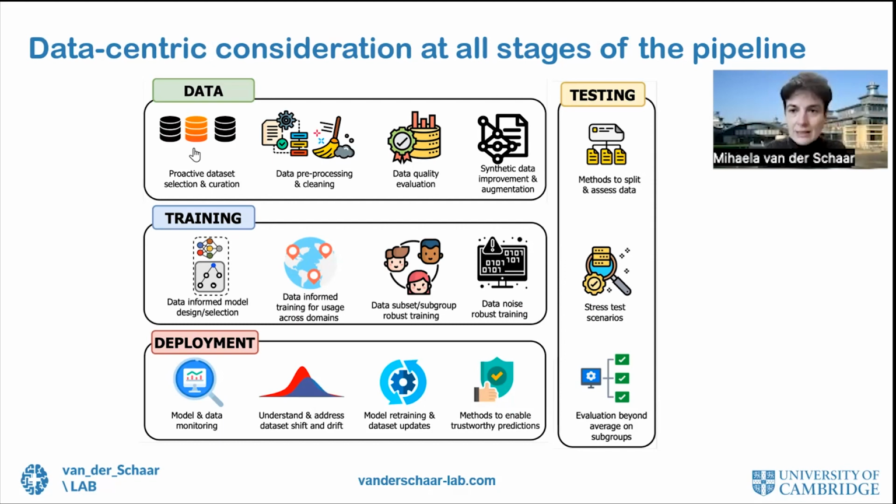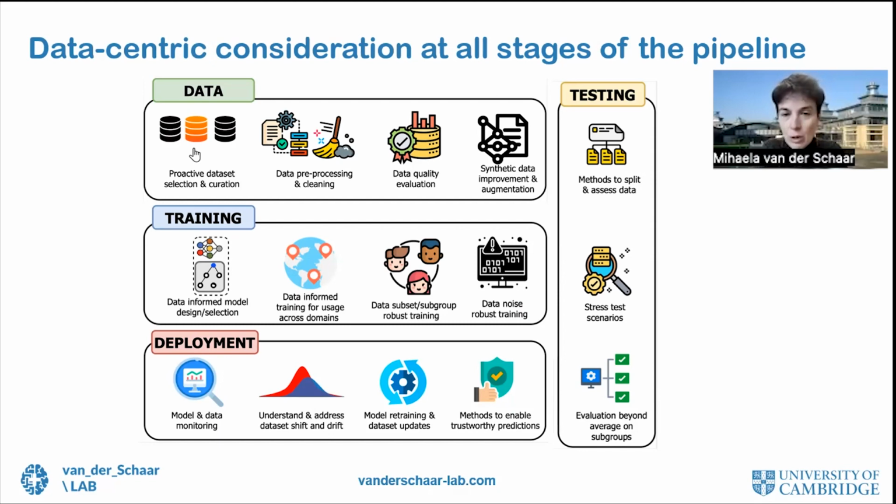Then at training time, when I want to train a particular predictive analytic, for instance, AutoPrognosis, which we discussed in previous sessions, considerations are based on understanding the data to improve the model training, such as, for instance, data-informed model design or model adaptation, as well as robust training.